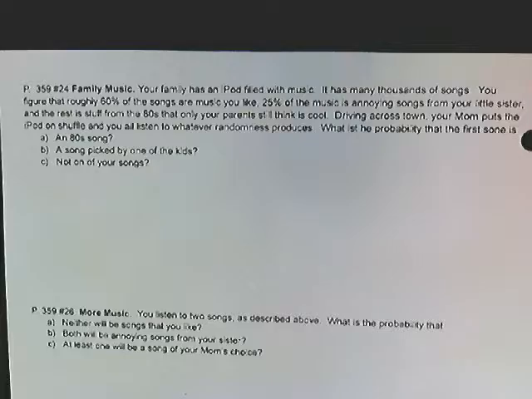We've got family music. Your family has an iPod filled with music. It is thousands of songs. You figure that roughly 60% of the songs are music you like, 25% is annoying songs from your little sister, and the rest is stuff from the 80s that only your parents think is cool.